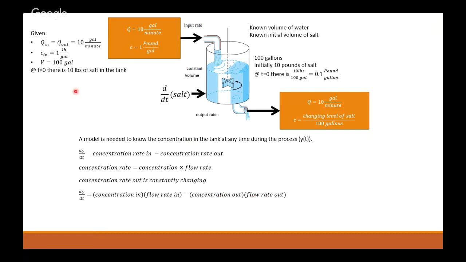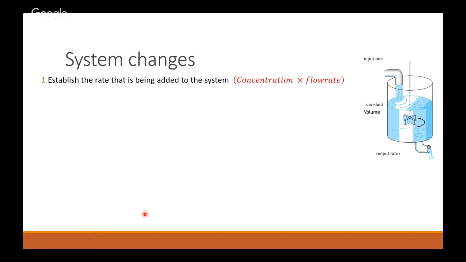Using the variables that we've been provided, you end up with the rate of change of salt at any time t equal to the concentration of salt going in times its flow rate, minus the constantly changing concentration of salt coming out times its flow rate. And that's our differential equation. That's how we set the problem up. Now I'm going to go through a quick run-through, writing this out so you have a list of how to handle this.